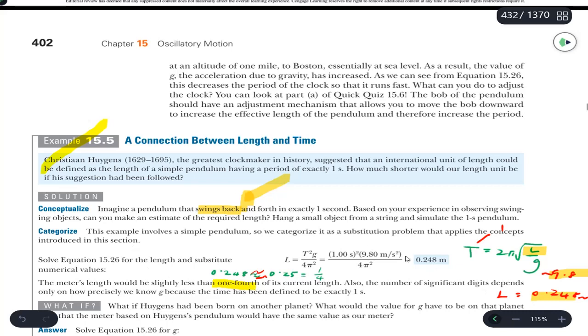In terms of discussion, this means that we should use a length equivalent to 0.248 meter to replace the SI unit that we've been using now. However, to look at it from a different view, it should be less than 1/4 of its current length. So the whole length should be reduced by this number. Only then would the time be defined as 1 second.